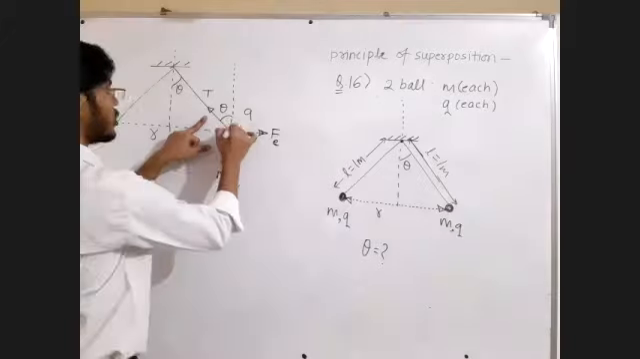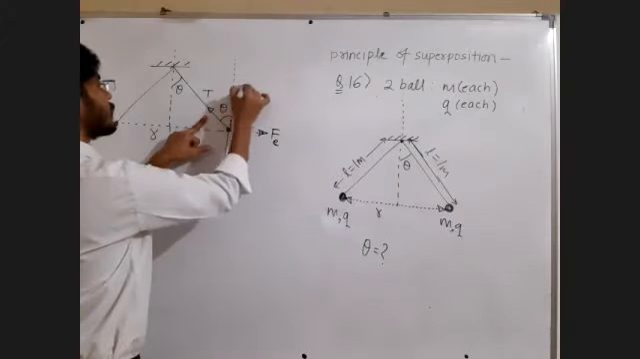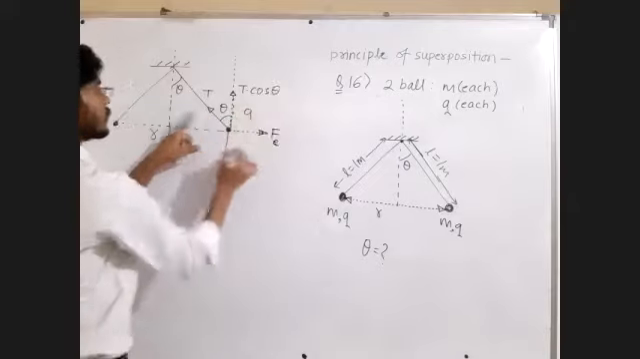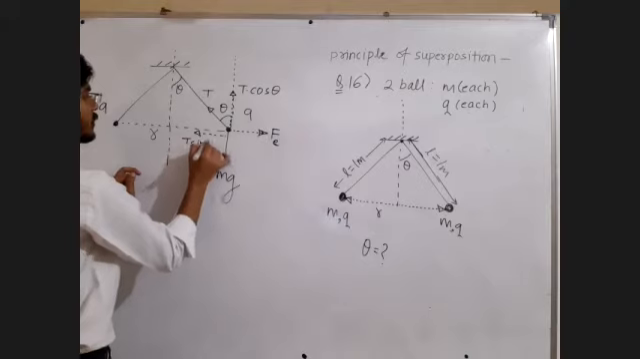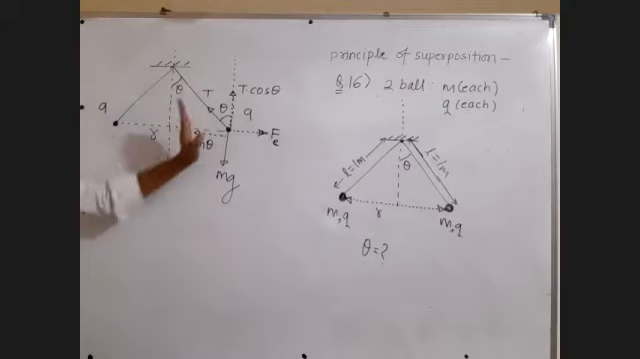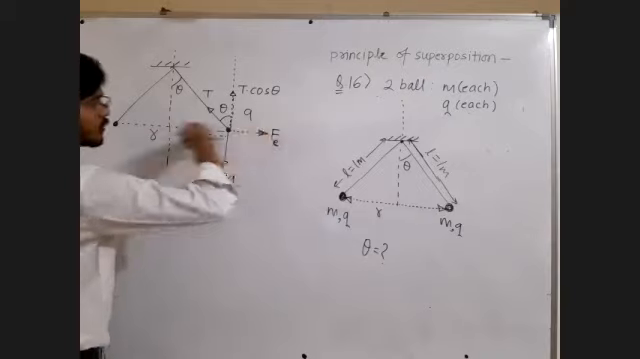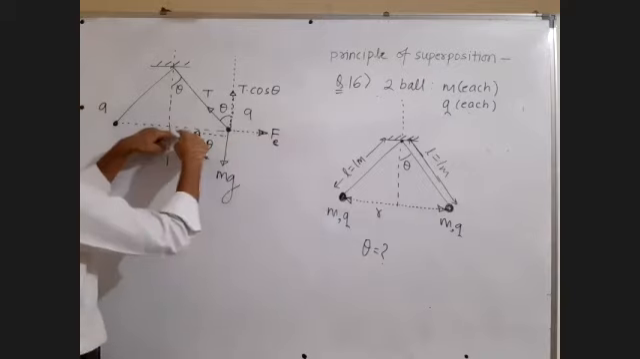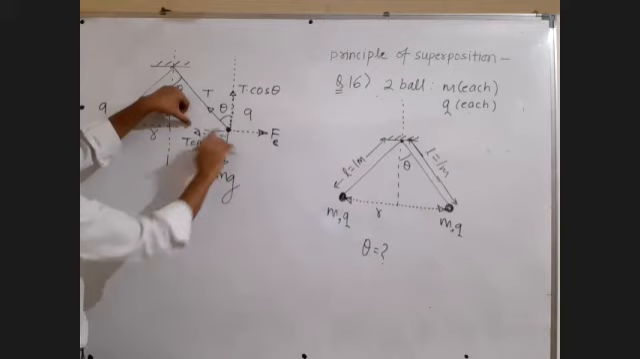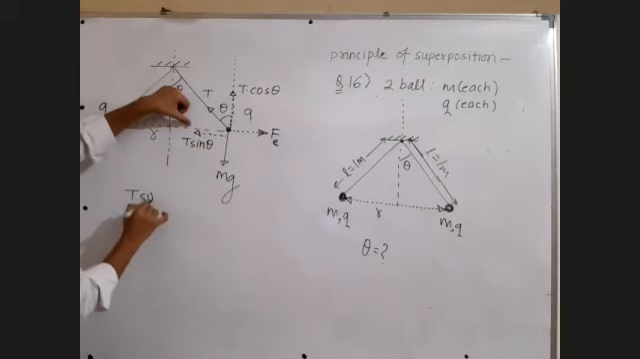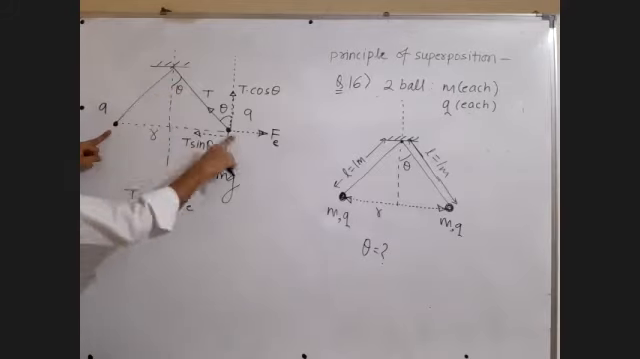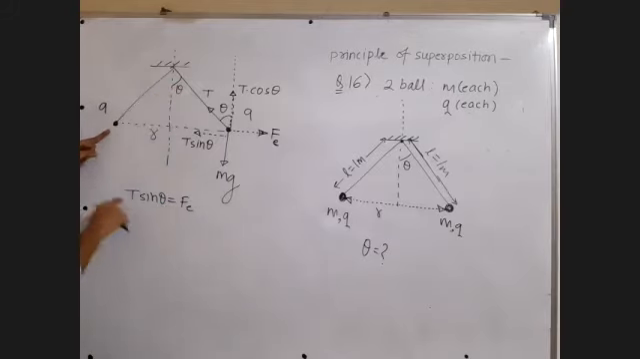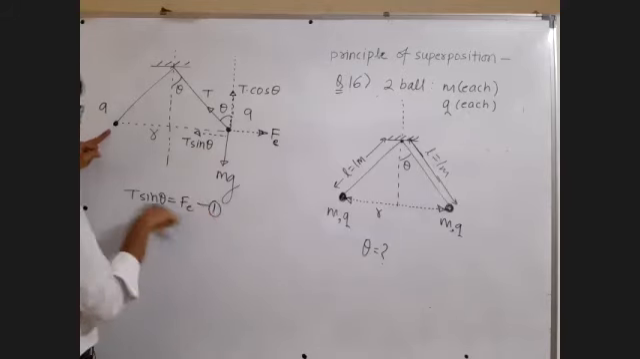Now T cos theta will be acting vertically upward. Resolve the tension. T sin theta will be acting leftward. Write down the two equations. First equation, horizontal equation. Net leftward force equal to net rightward force because the system is in equilibrium. So write down T sin theta equals Fe, the electrostatic force of repulsion between these two charges. Fine, sir. So this is the horizontal equilibrium equation.